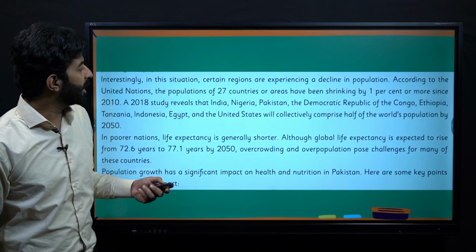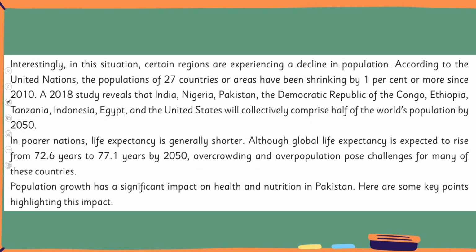Now, on the next page, you have noticed that another interesting piece of information is given: the population of 27 countries or areas has been shrinking by 1% or more since 2010. So these 27 countries are reducing their population by 1%.